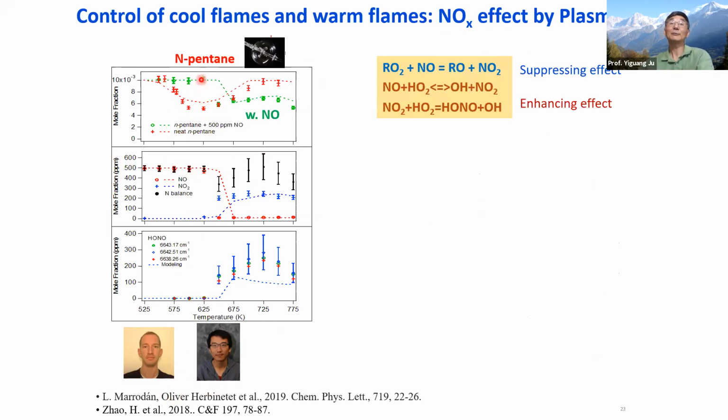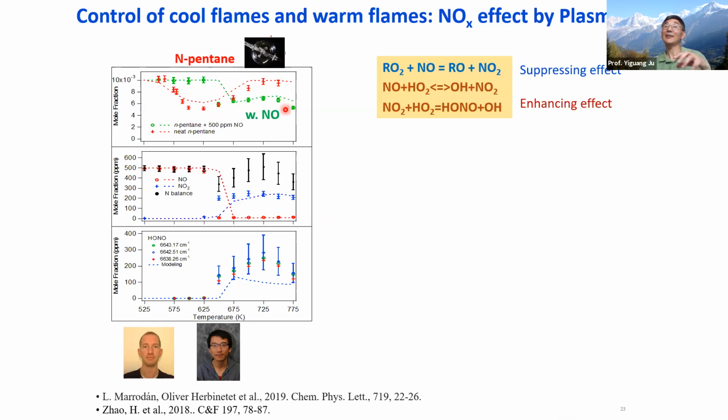You can see that with n-pentane, they have low temperature chemistry. Without NOx, without NO, you can see the fuel oxidizes around 550. Then you have a low temperature reaction window and then the NTC region. But with NO addition, you can see the low temperature chemistry is now delayed dramatically, but the NTC effect in the intermediate temperature is suppressed.